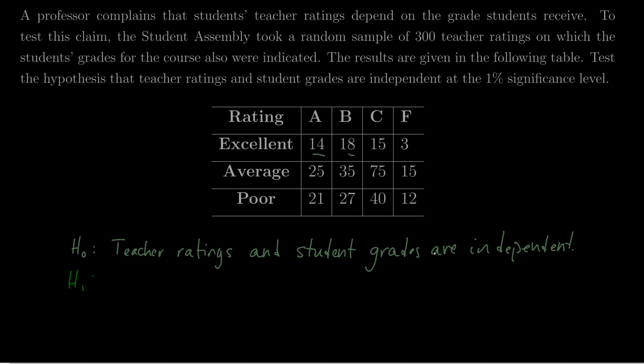So for the first row, under the category excellent, the row total is the sum of all of these frequencies, 14 plus 18 plus 15 plus 3. That gives us a row total of 50. The second row, we total these four numbers, and that gives us a row total of 150. And for the third row, we get a row total of 100.